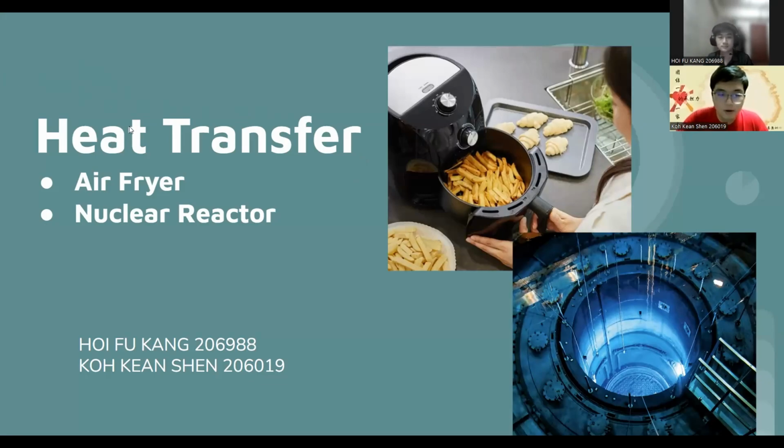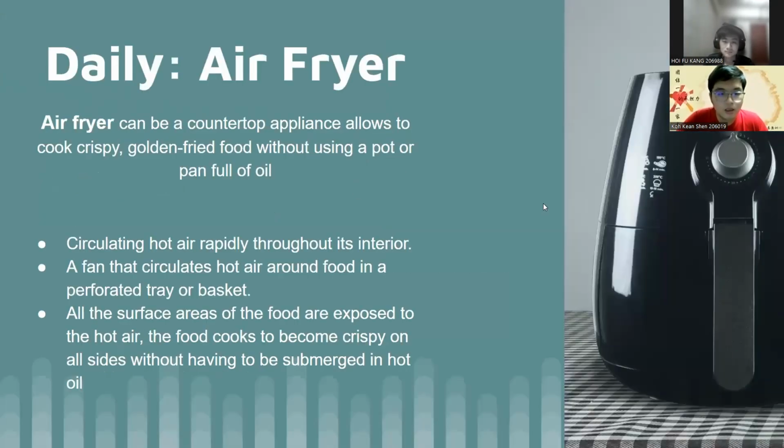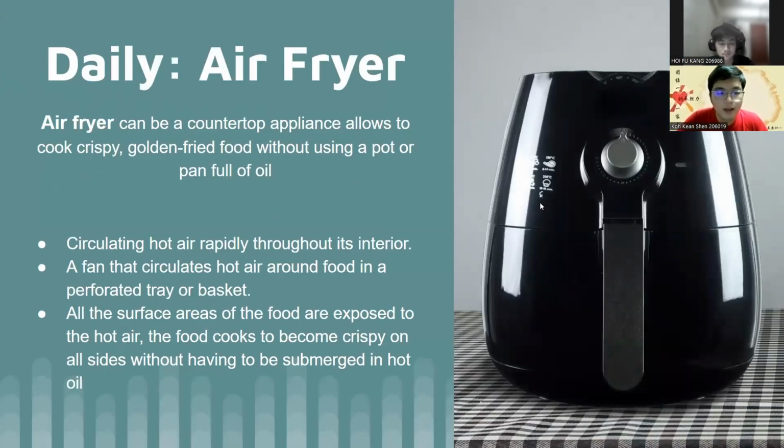Yes, so I will proceed with the air fryer introduction. An air fryer we can consider as a cooking utensil, commonly used in the kitchen. It can be counted as a countertop appliance which allows food to become crispier and golden fried without using a pot or a pan full of oil. So how does it work?